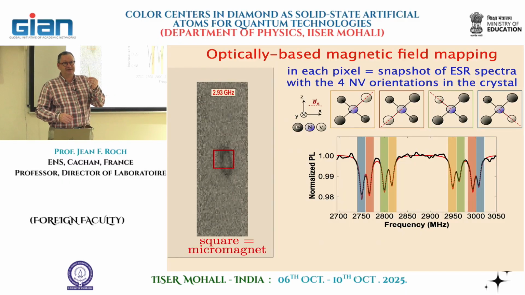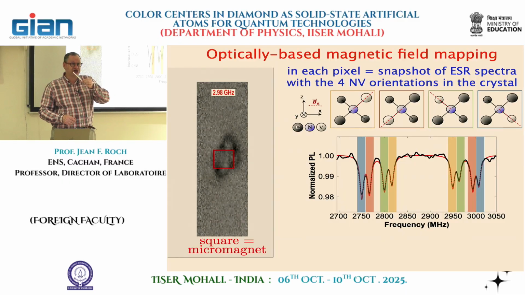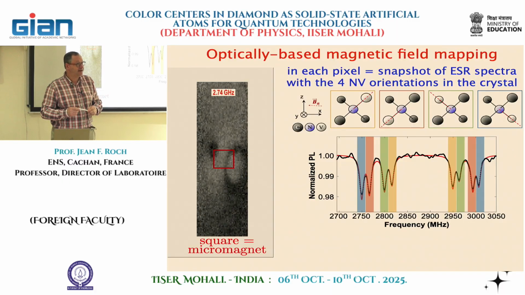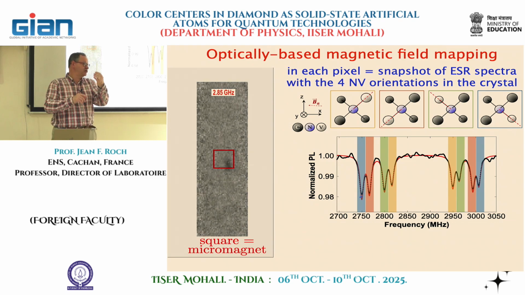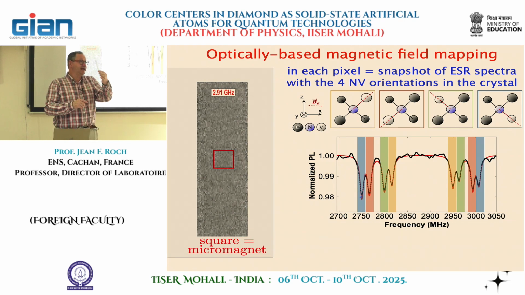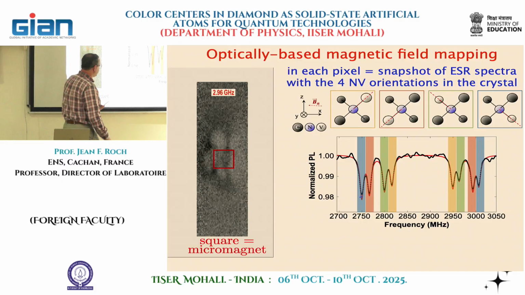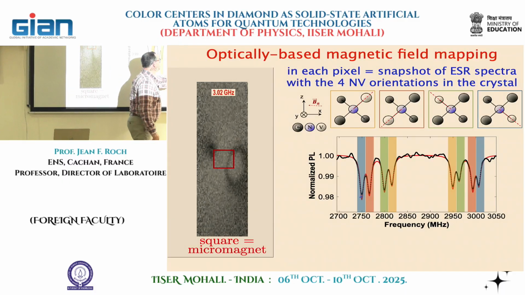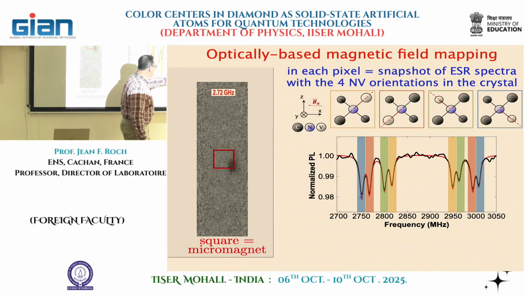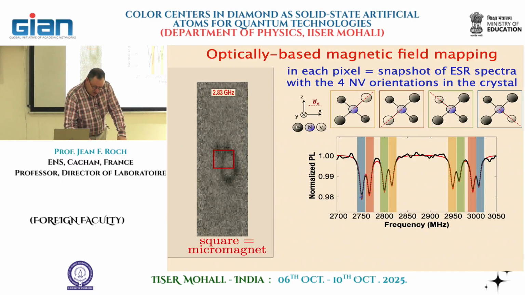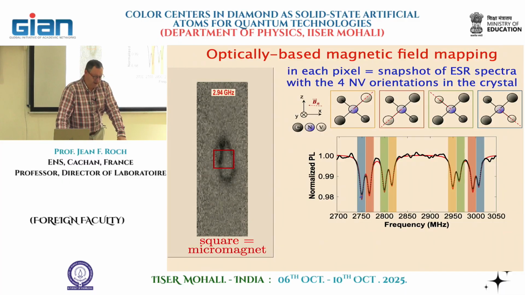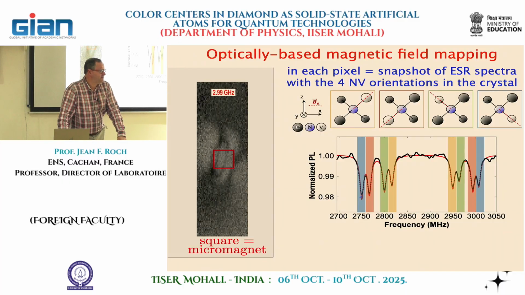I told you that what matters is a projection of the magnetic field onto the NV axis. So in our case, we have 4 projections of the magnetic field, and each of those projections will induce a splitting. That's for one family. The blue peak here corresponds to one family, the orange one to another family, the green one to another family, and the yellow one to another family.